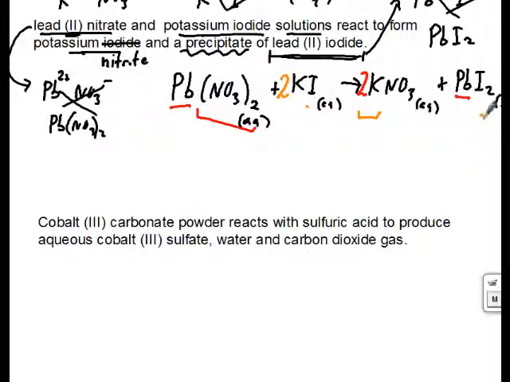That's the balanced equation. 1 mole of lead nitrate reacts with 2 moles of potassium iodide to produce 2 moles of potassium nitrate and 1 mole of solid lead iodide.